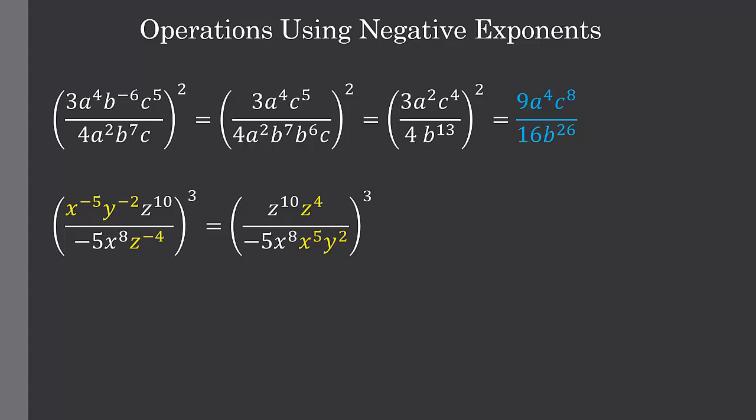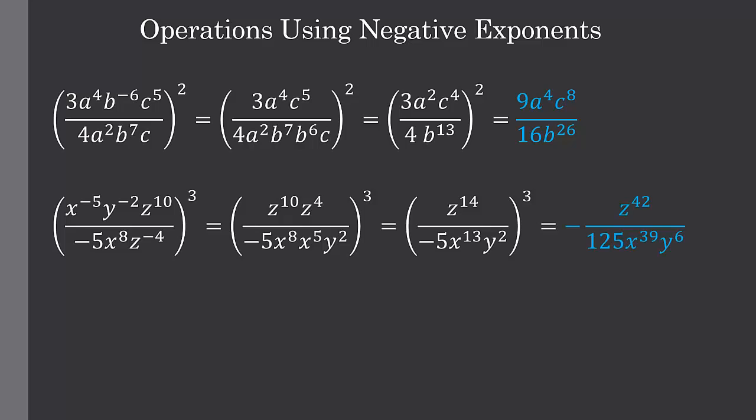Sometimes it is much easier to work with positive exponents. The following is obtained after we use the product rule and the division rule inside. And at the end, we use the power rule to distribute the exponent of 3. And this is the final answer.